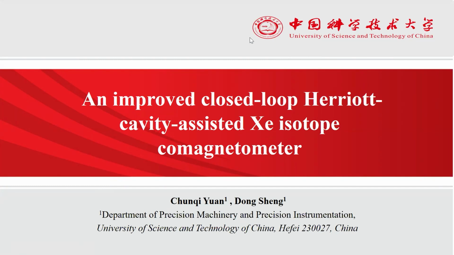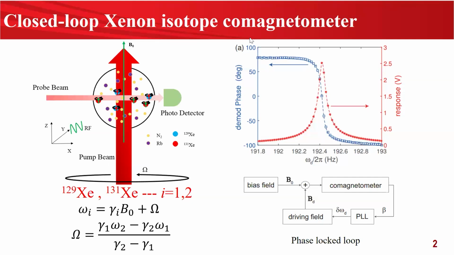Today I will report about an improved closed-loop Herriott-cavity-assisted isotope comagnetometer. And here is a plot of the isotope nuclear magnetic resonance comagnetometer. We use a pump beam to polarize the rubidium atoms. The rubidium atoms will be polarized, and the xenon atoms will be polarized by spin exchange collisions with the rubidium atoms. The rubidium atoms can also be used as an in situ magnetometer to detect the xenon signals.